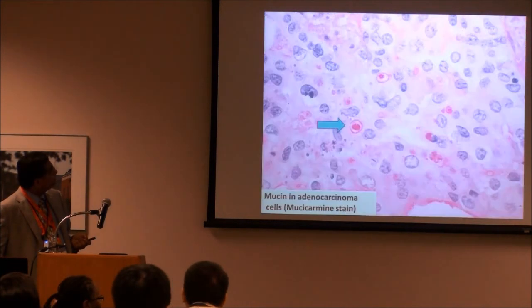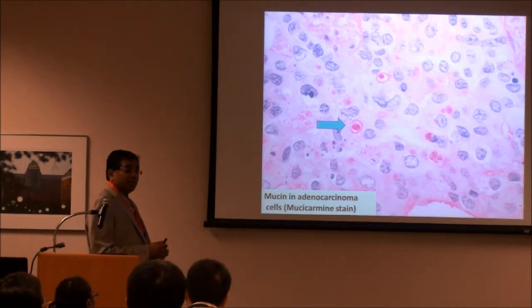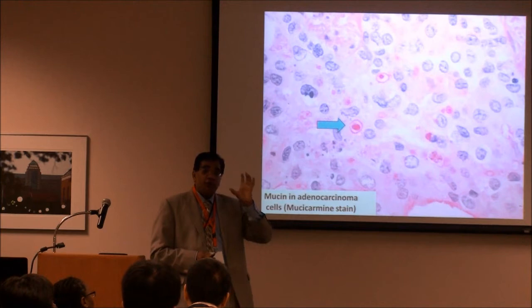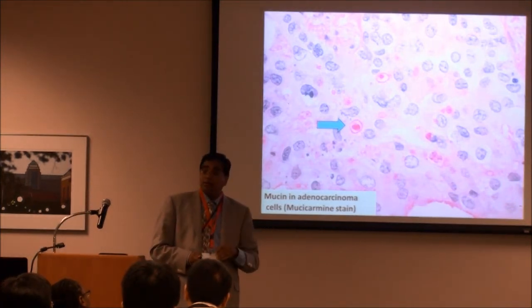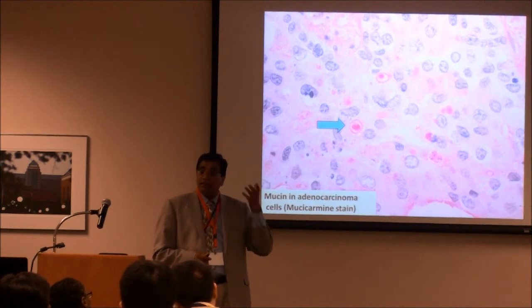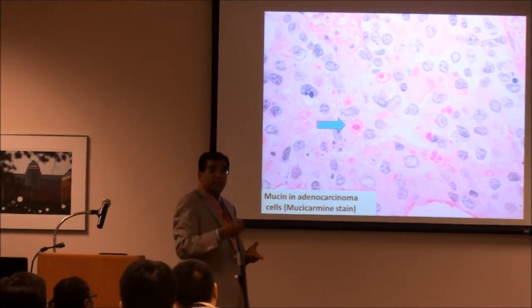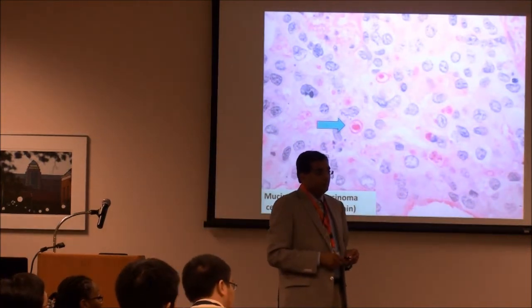Okay? Sometimes I'm showing you very easy cases. Sometimes it's not easy at all. Sometimes the glands are very few, and I don't know what they are. At that point, you start looking for other things. You start looking at molecular tests. You look for immunohistochemical stains.